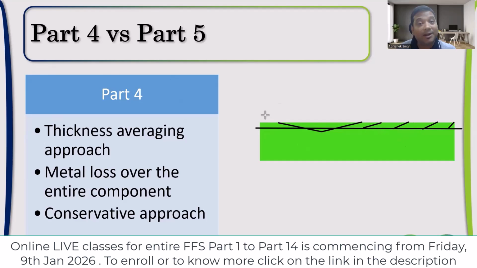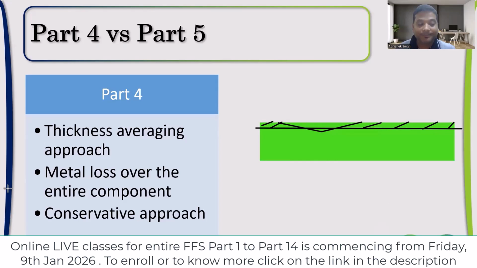While when you do the Part 5 assessment, it will take credit for the thicknesses in the surrounding area. So you will be able to qualify a damage by Part 5 which you cannot qualify by Part 4. There is no very hard boundary between these two. There are certain conditions which need to be met to analyze it as Part 5. But Part 5 does the calculation more accurately, while Part 4 is a general assessment rule with a very simple approach and very simple calculation, very conservative, but may end up disqualifying some damages which can be qualified by Part 5.